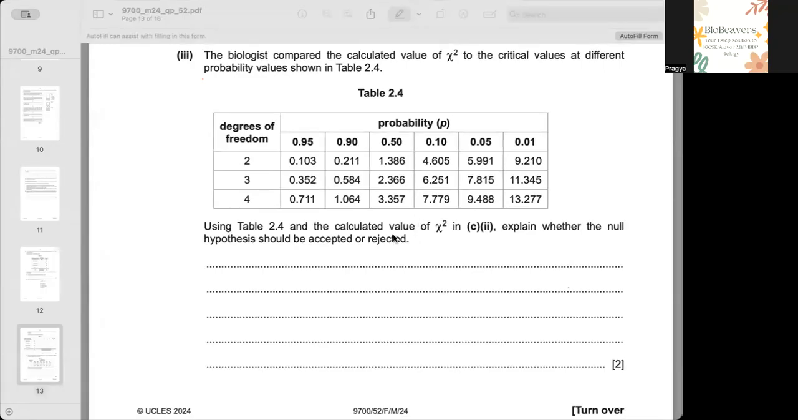And here the question is asking you that using this table which is given to you, explain whether the null hypothesis would be accepted or rejected. So our value which comes out from the chi-square calculation which we did was 3.869. Now, how will I say that my null hypothesis is rejected or not?